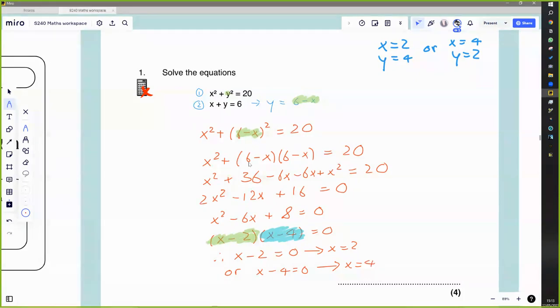And we know that y is equal to 6 minus x, which in this case will be 6 minus 2, which is 4. Or if x was 4, y would be equal to 6 minus 4, which is 2. So in the end, we have this pairing: x is equal to 2 and y is equal to 4, or x is equal to 4 and y is equal to 2, and that's what we have up here. So that is a brief video on how to do that.